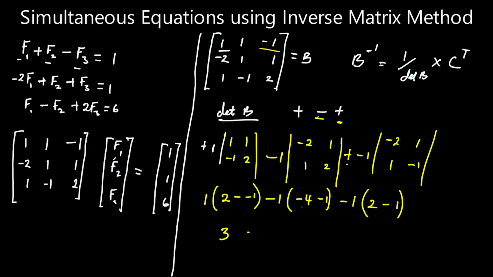We have minus 4 minus 1 is minus 5 times minus 1 will give us a positive, so we have plus 5. 2 minus 1 is 1 times 1 is minus 1. This one will give us 5 plus 3 minus 1, which will give us a 7. So this becomes our determinant. It becomes 7.